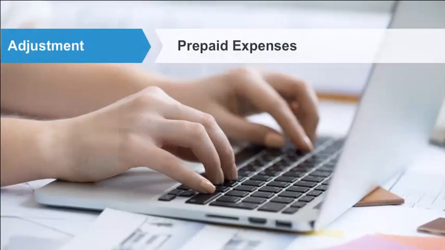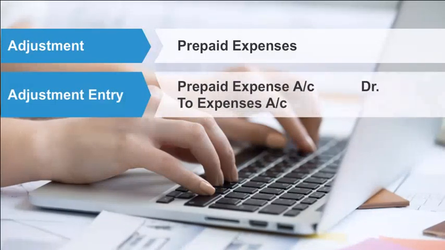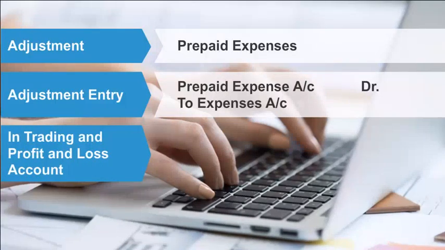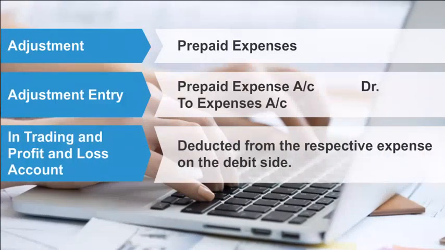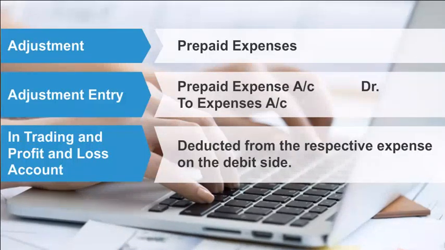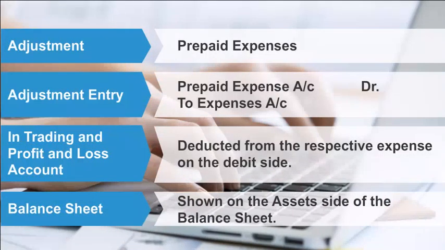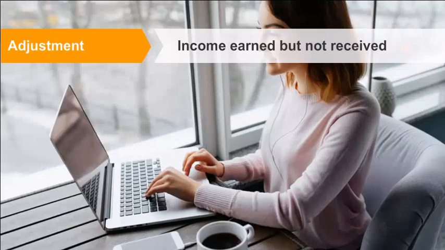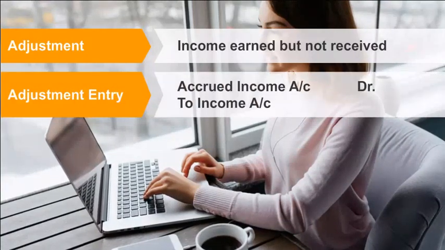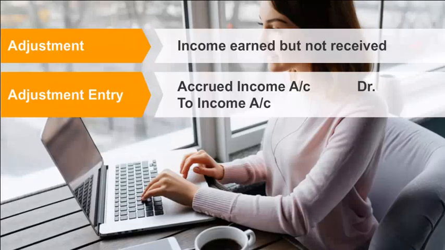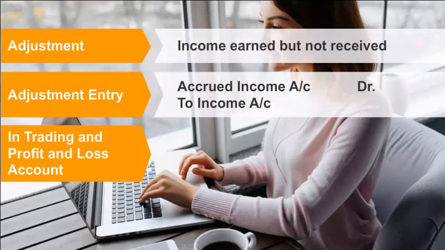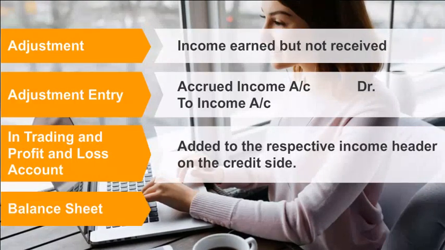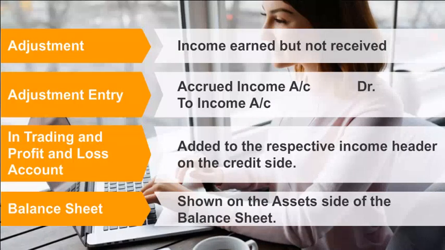Adjustment: prepaid expenses. Adjustment entry: prepaid expense account debited to expense account. In the trading and profit and loss account, it is deducted from the respective expense on the debit side. In the balance sheet, it is shown on the asset side. Adjustment: income earned but not received. Adjustment entry: accrued income account debited to income account. In the trading and profit and loss account, it is added to the respective income on the credit side. In the balance sheet, it is shown on the asset side.